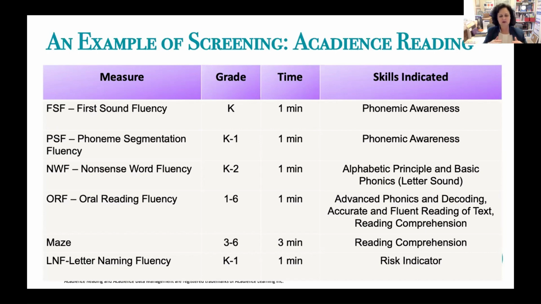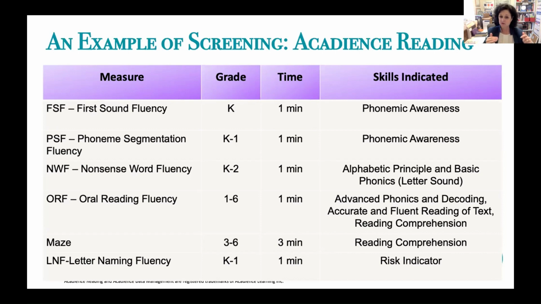In fact, the correlation between words correct per minute on ORF and reading comprehension, any way you want to measure it, in primary grades is about a 0.9. So for 9 out of 10 students, if you know their words correct per minute score, you know something about their reading comprehension. It indicates that they are also understanding what they're reading.